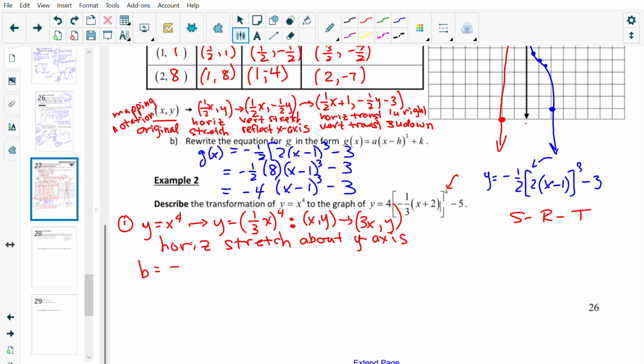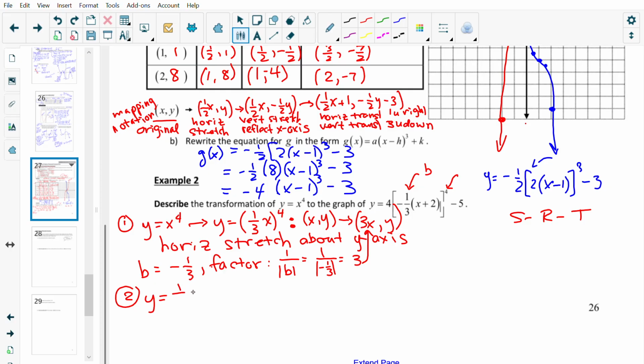So the b value is negative 1/3, and that's from our equation. The factor, which is the number we use to do our mapping notation, is 1 over the absolute value of b. So that's 1 over the absolute value of negative 1/3, and that just equals 3. So that's where we get this 3 value.